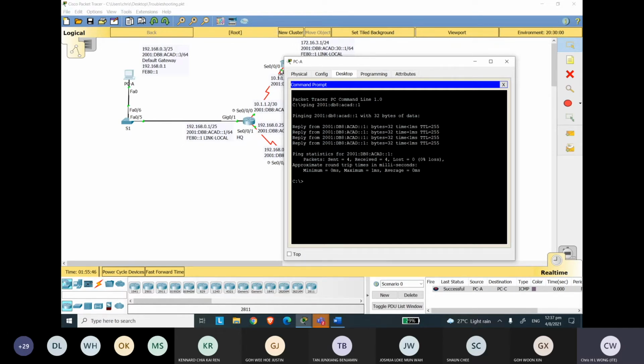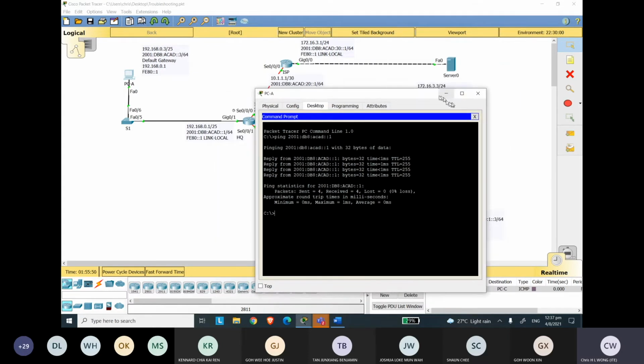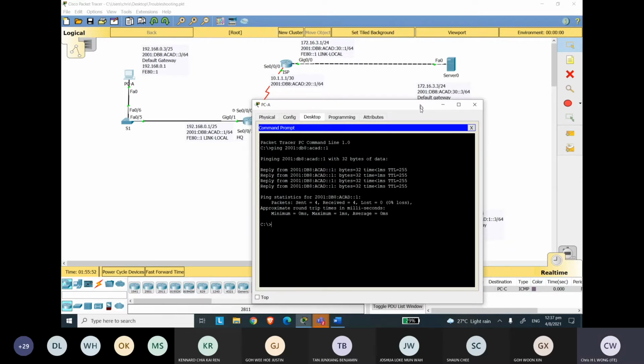So from PCA, I want you to ping to the web server. Right now they ask you, PCA ping to the web server. Can you ping to the web server, please? The web server is ACAT::33, isn't it? See whether you can ping this. Ping the web server 2001:DBA:ACAT::33. Can ping or not? Cannot. So put a no, please.